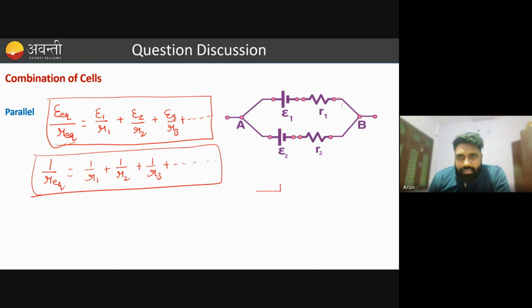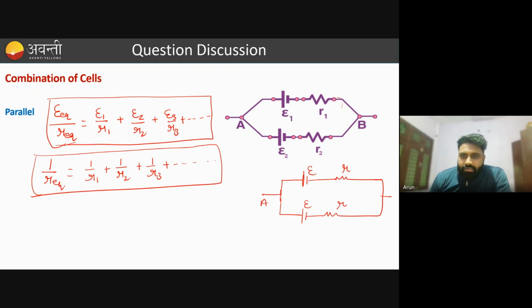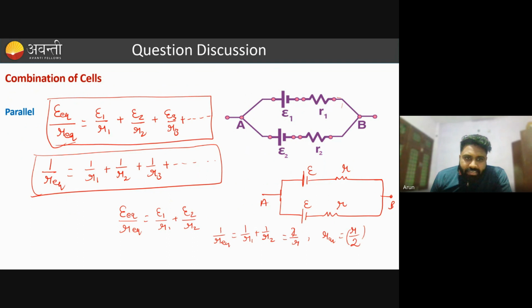Now, let me take an example. These are two cells of the same EMF and the same internal resistance. The EMF of each cell is E, and the resistance is R. If I want to find the potential across it, how can we find it? We know that E equivalent upon R equivalent is equal to E1 upon R1 plus E2 upon R2. And 1 upon R equivalent is 1 upon R1 plus 1 upon R2. Now R1 and R2 are both R, so it becomes 1 upon R plus 1 upon R, so 2 upon R. R equivalent will be R by 2. Then if you calculate E equivalent here, E equivalent upon R equivalent, where R equivalent is R by 2.